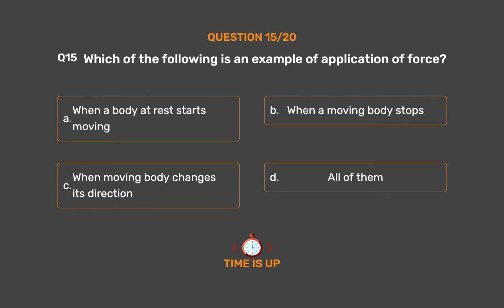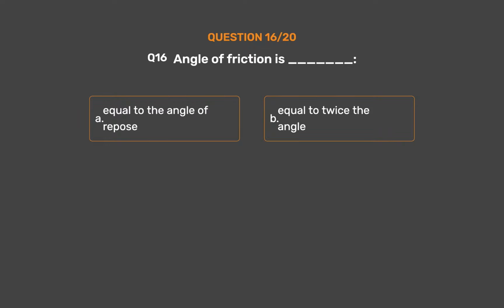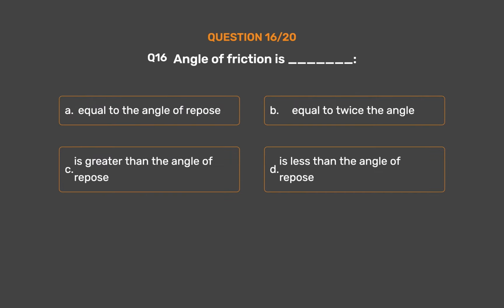The correct answer is option D. All of them. Question number 16. Angle of friction is blank. Option A. Equal to the angle of repose. Option B. Equal to twice the angle. Option C. Is greater than the angle of repose. Option D. Is less than the angle of repose.